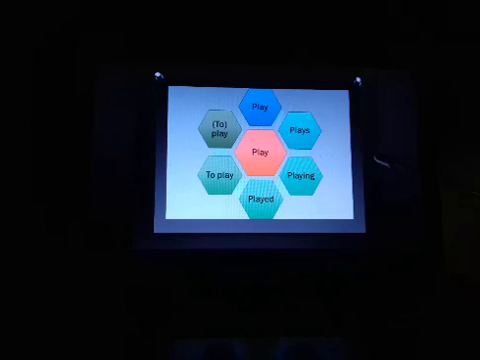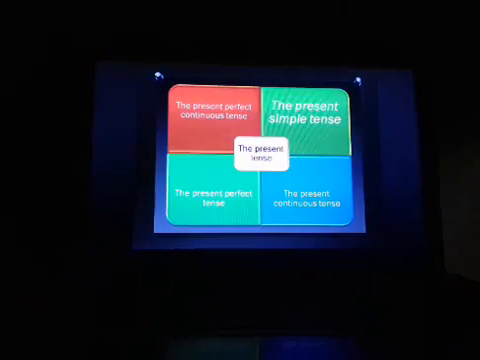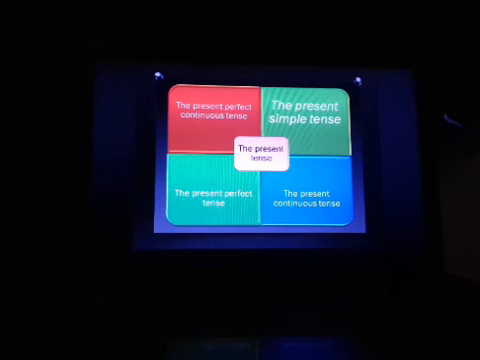But students, you see, play and plays can show a particular time and express particular expressions, so they are called tense. At the same time, I can say play and plays are present simple forms. Okay. So in the next slide we see the present tense has four types of forms: the present simple tense, the present continuous tense, the present perfect tense, and the present perfect continuous tense.